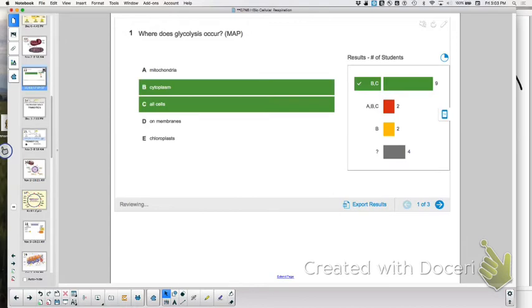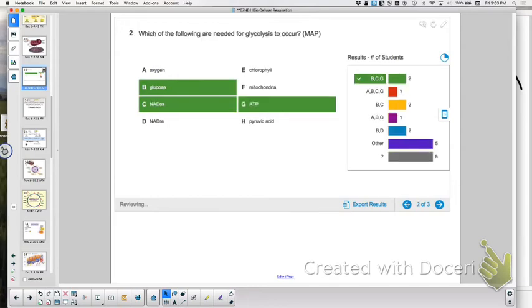All right. So where does glycolysis occur? Cytoplasm and all cells, right? Okay, stop for just a minute. 2 of you, maybe you're in TikTok land, I don't know, hashtag no shame, but not the mitochondria, because remember, glycolysis occurs in the cytoplasm. Good. And it doesn't occur on any membranes. All right. Question 2.